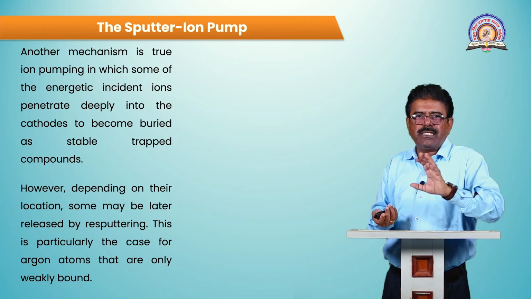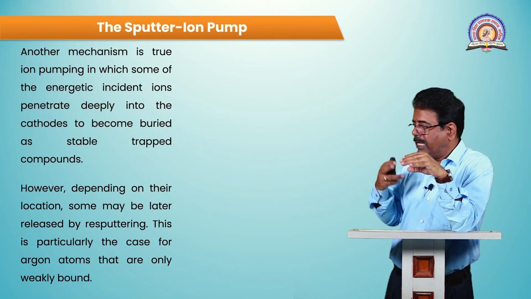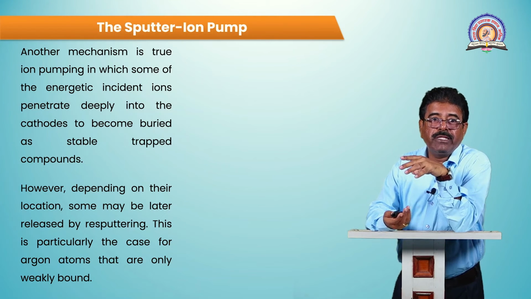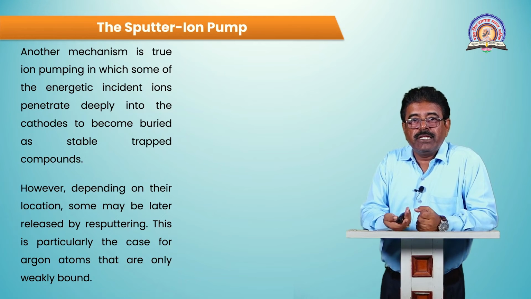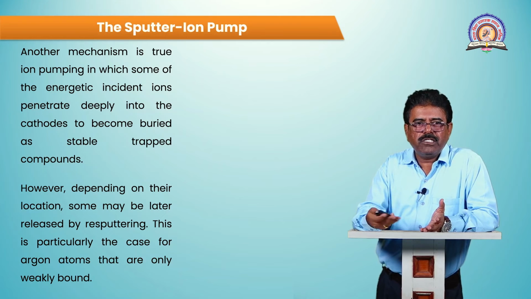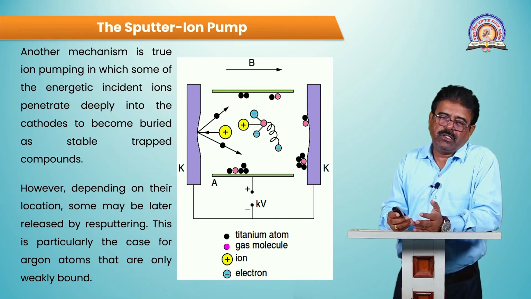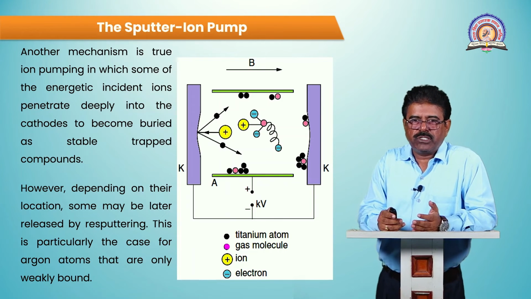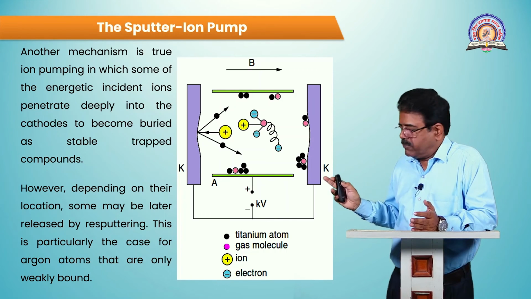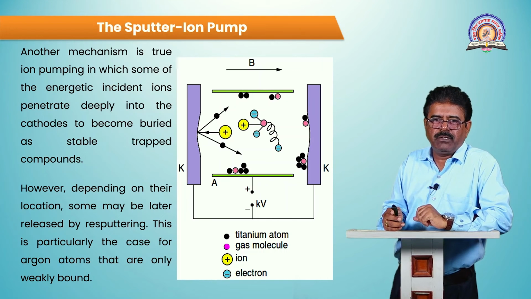So, the ionized gas molecules, especially inactive ionized gas molecules, will strike the cathode and get buried deep into the cathode material. However, depending on their location, some may later be released by resputtering. So, some of the ions may be released again, but this process continues, and most of the inactive gas species will be captured in this process. You can see in this particular diagram, I have shown the different components involved in this process of the sputter ion mechanism.